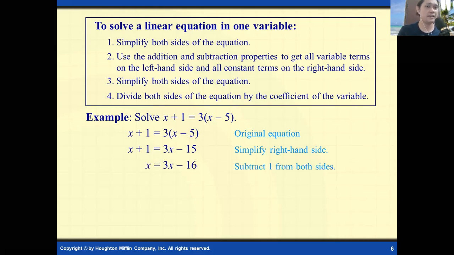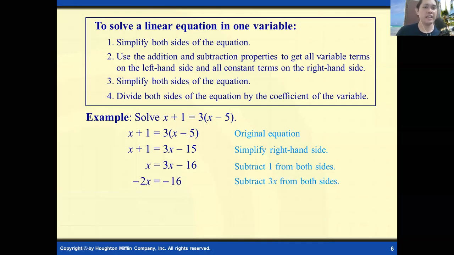Then subtract 1 from both sides. To subtract 1 from both sides, that gives you minus 1 here, and there's another minus 1 on the other side. So that gives you negative 15 minus 1 is negative 16. That's why it is x is equal to 3x minus 16. I hope everybody can get it.